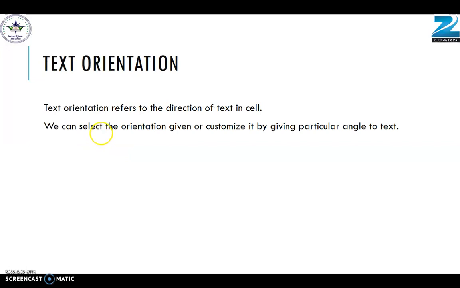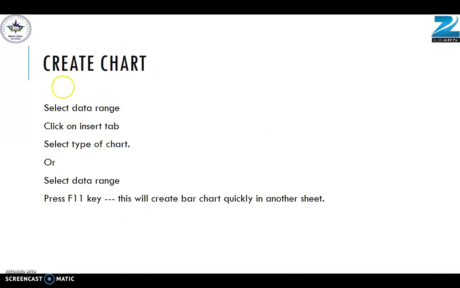Text orientation. Text orientation refers to the direction of text in a cell. We can select the orientation given or customize it by giving a particular angle to the text. Next, create chart. To create a chart, you have to select the data range, then click on the Insert tab and select the type of chart, or another way is to select the data range, then press the F11 key. This will create a bar chart quickly in another sheet.